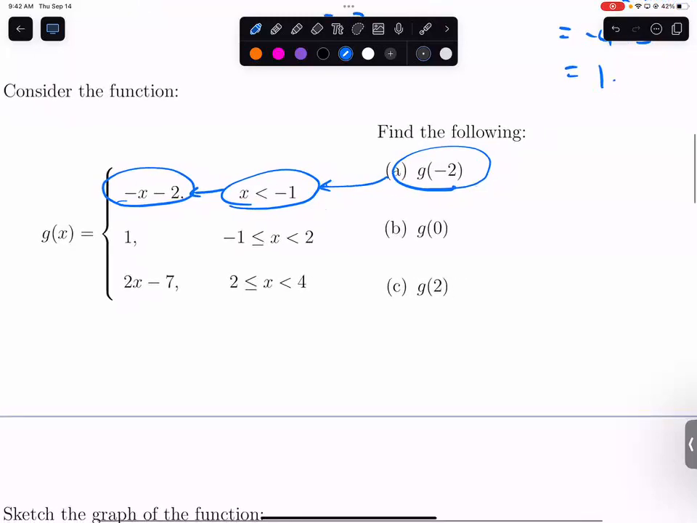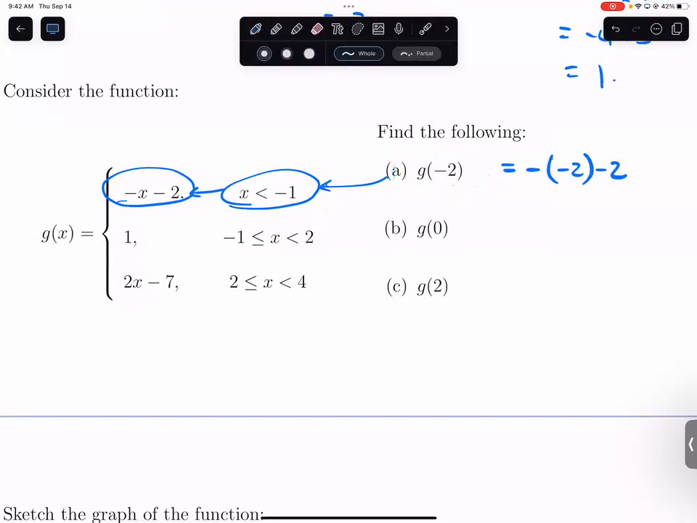X is -2. That puts us in that first piece, which is for everything less than -1. So we plug in there. So the opposite of -2 when we plug in, right? Which is, well, it becomes 2, then -2, so 0. Okay, good, cool. All right, what about 0?